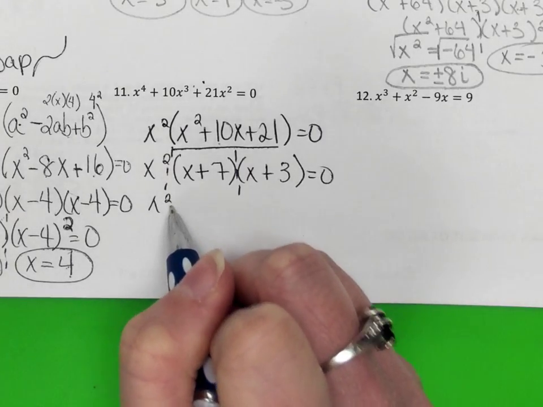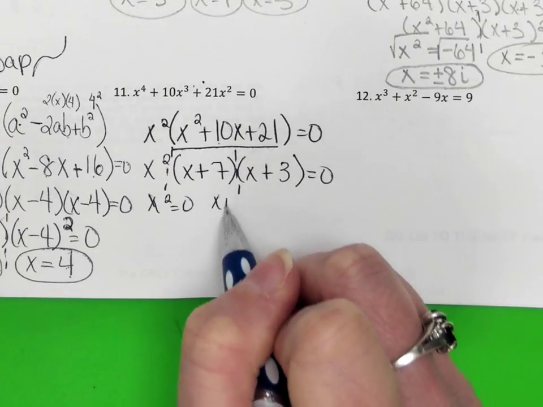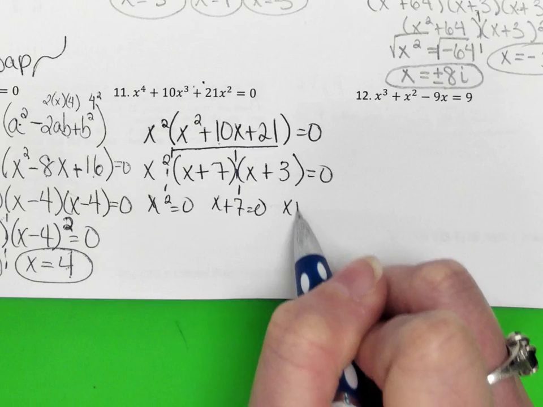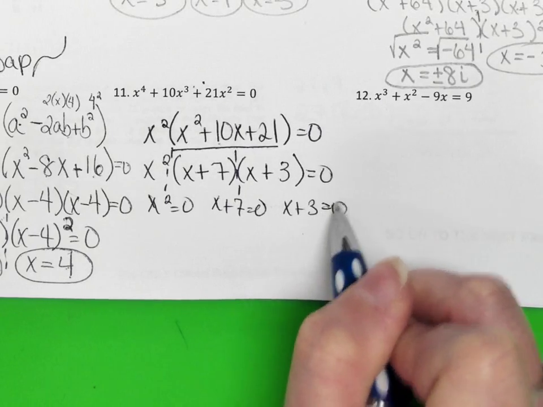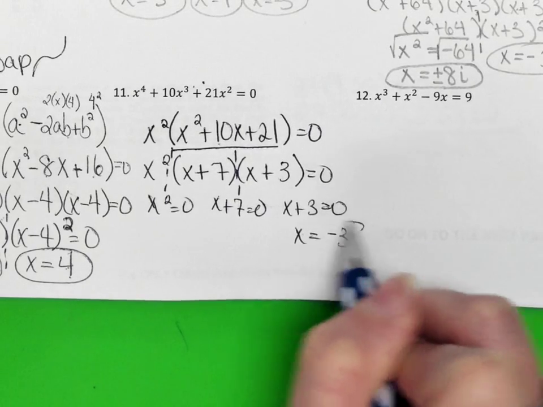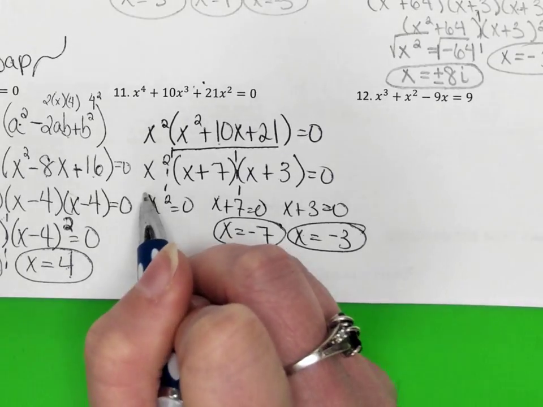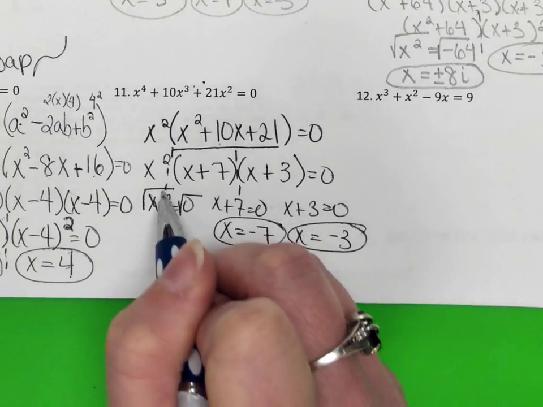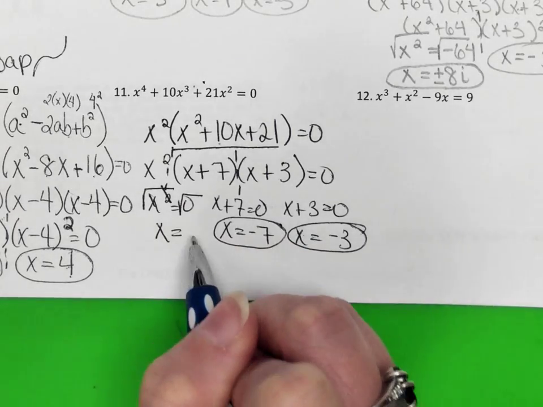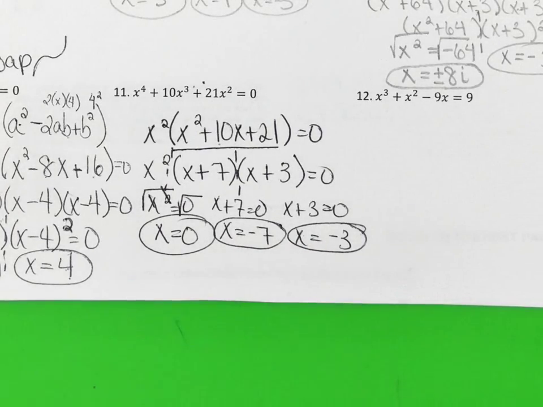So I have x squared equals 0, x plus 7 equals 0, and x plus 3 equals 0. So -3, -7, and if I square root, what's the square root of 0? 0. Perfect. Okay, so we're going to start reviewing graphing pretty soon.